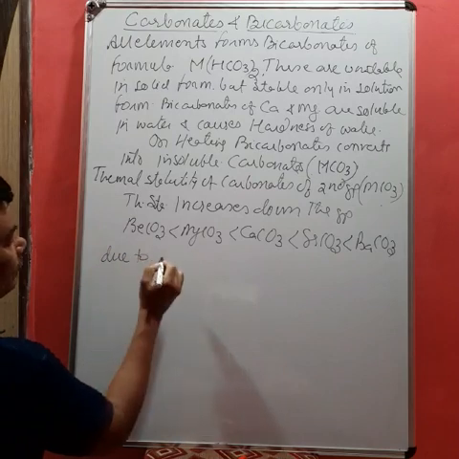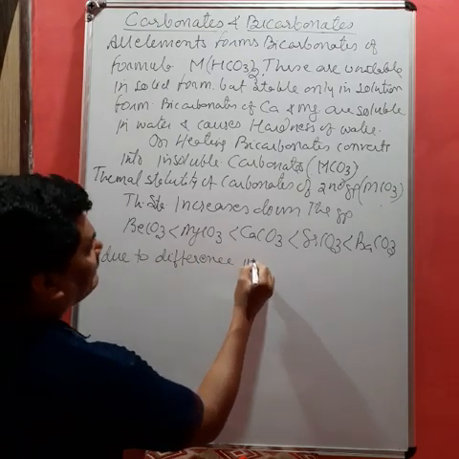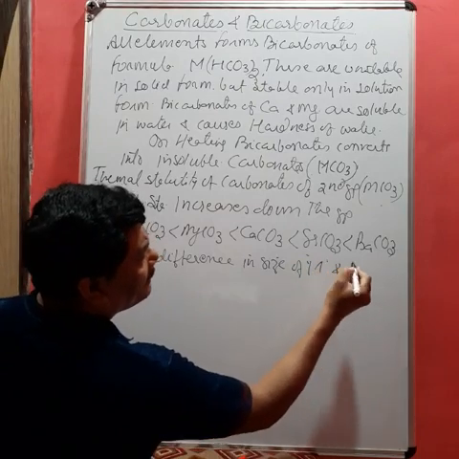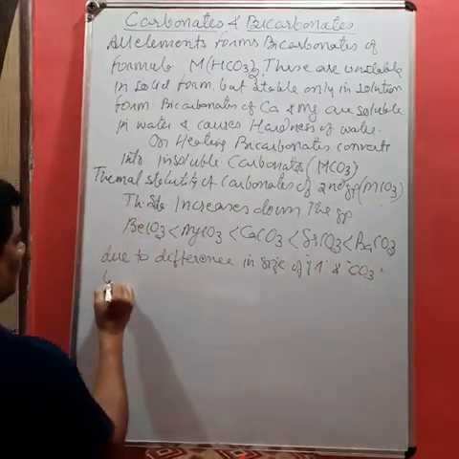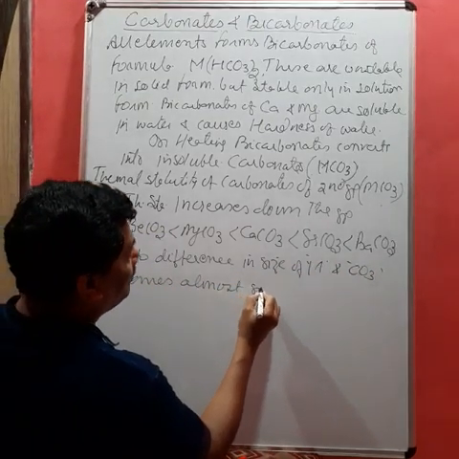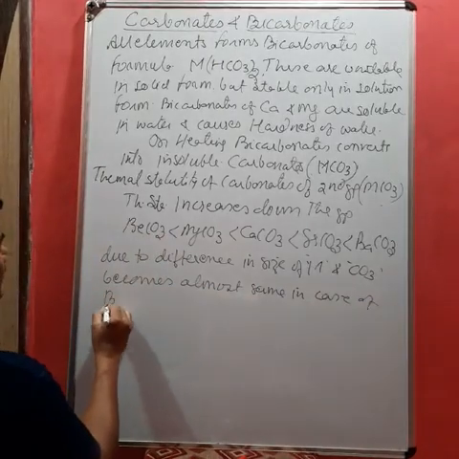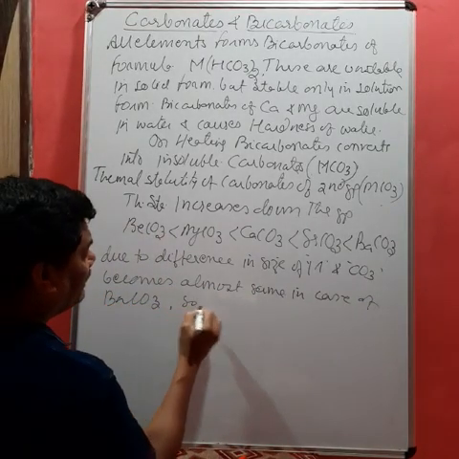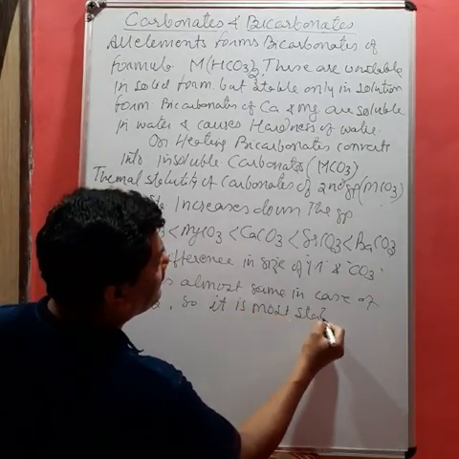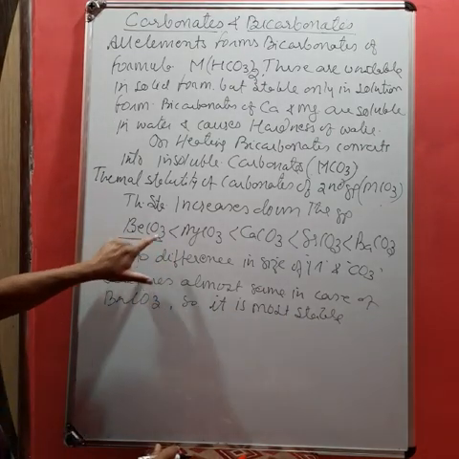Due to differences in size of metal and CO3 becomes almost the same in case of BaCO3. So it is most stable. And here the difference is very high. It is smaller, it is bigger.